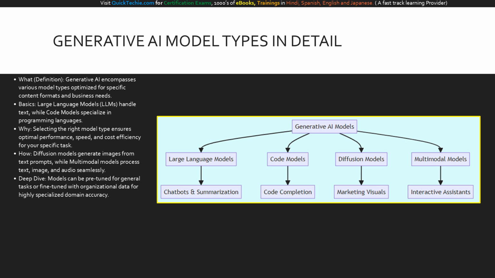Look at the model taxonomy diagram displayed here. At the top, we have the broad category of generative AI models. It breaks down into 4 primary pillars. First, large language models, which drive chatbots and summarization tasks. Second, code models, empowering developers with code completion and debugging. Third, diffusion models, which are vital for creating marketing visuals and product designs from text prompts. Finally, multimodal models, the newest frontier, enabling interactive assistants that can see, hear, and read all at once. This structure helps you map your specific business requirement directly to the ideal model architecture.